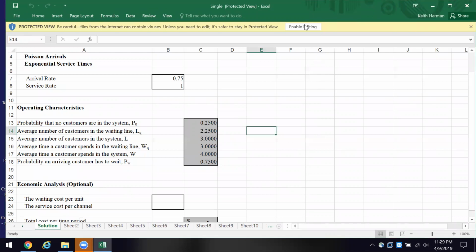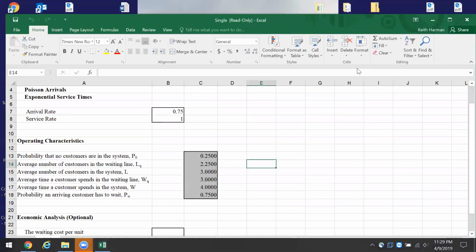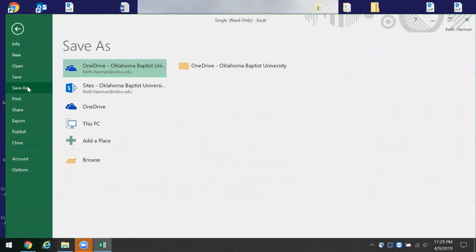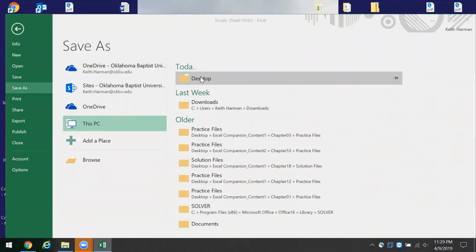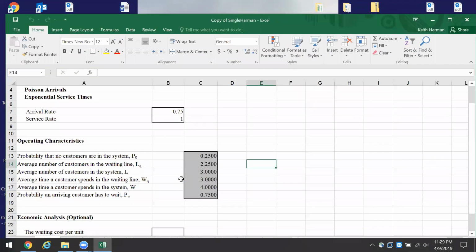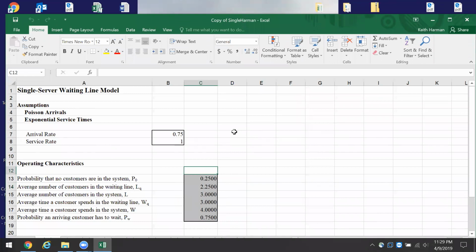I'm going to enable the editing. Okay. And then I'm going to save this file on my PC, on my desktop. It's called copy of single, and I'm going to put Harmon on it so I can save it on a desktop and have a copy I can edit. All right, now this is the single server waiting model. This is for Burger Dome.